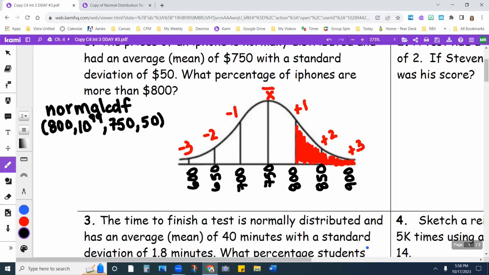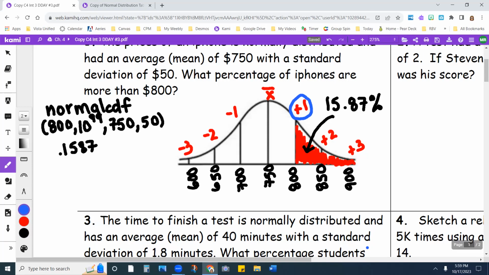I'm going to end up getting 0.1587. So this area here is going to be 15.87%. Now, some of us I know are using the tables. And so if I'm going to use the tables, I need to find the z-score. The z-score here happens to be 1 because it was an actual nice standard deviation.